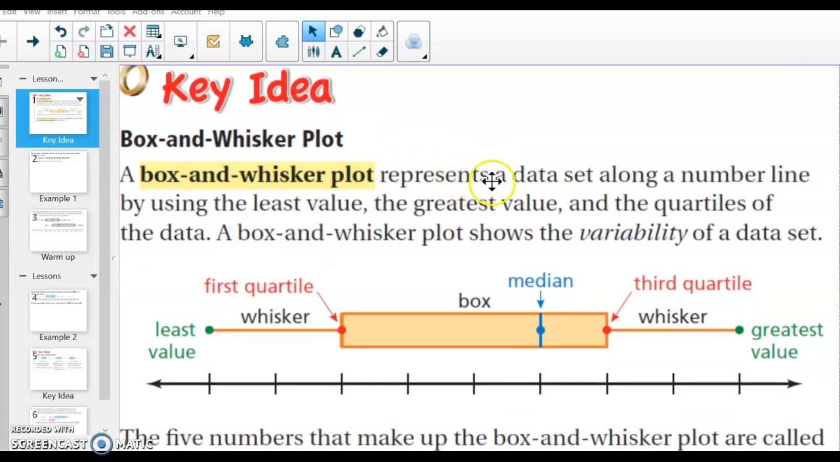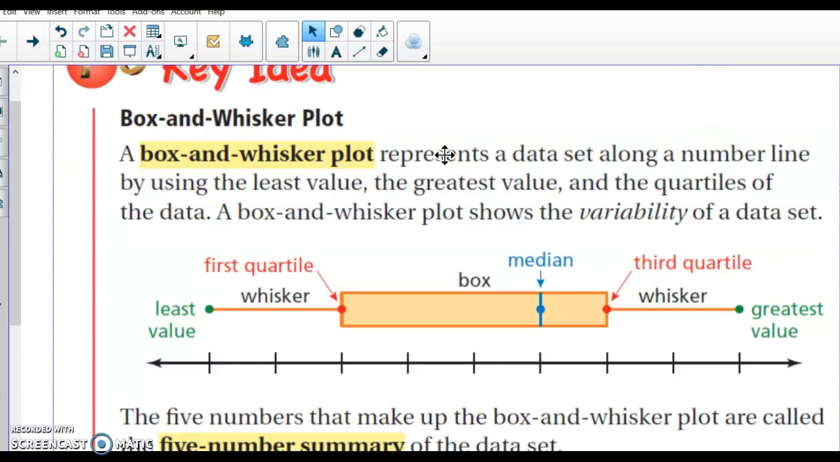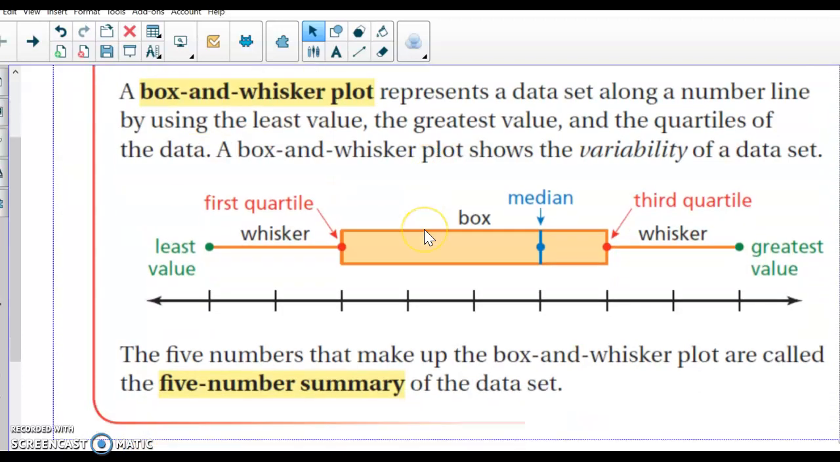Alright, so today we're going to learn about box and whisker plots. They represent variability. There's really cool things that you can learn about box and whisker plots. It represents a data set along a number line by using the lowest value, the greatest value, and the quartiles of the range. A box and whisker plot shows the variability of a data set.